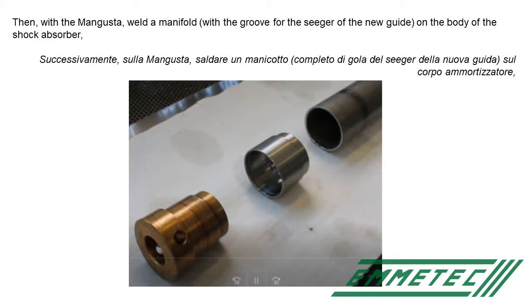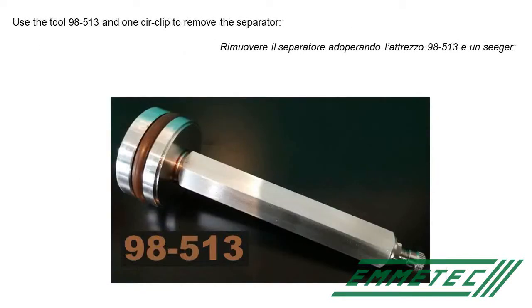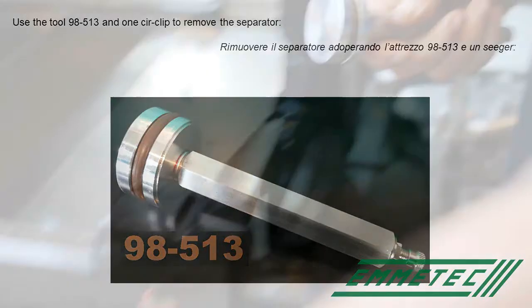Then, with the Mangusta, weld the manifold with the groove for the circlip of the new guide on the body of the shock absorber. Or make the groove for the circlip directly on the body of the shock absorber using the tool 98516, as already shown in other videos. Use the tool 98513 and one circlip to remove the separator as shown.